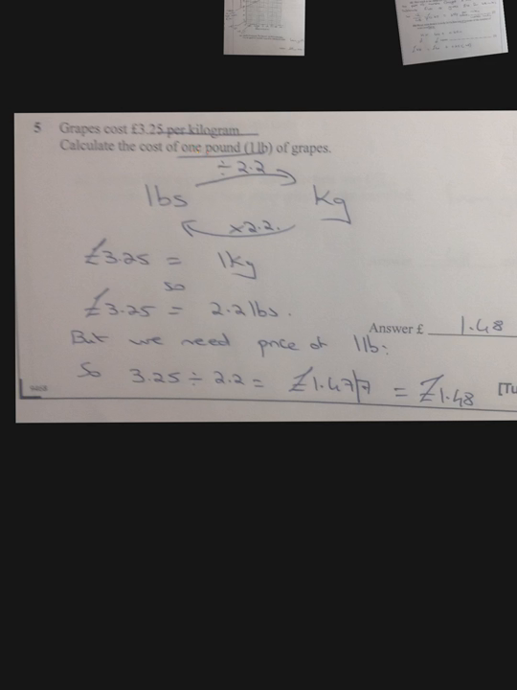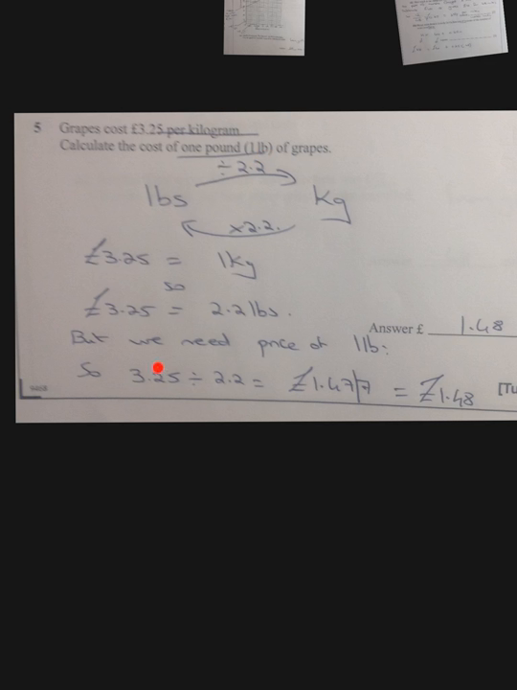Again, this is a conversion, but a wee bit trickier, because they're asking you for £1. So first thing to know, pounds to kilograms divide by 2.2, kilograms to pounds multiplied by 2.2. So it's 3.25 per kilogram, but they only want to know the cost of £1. So 3.25 pounds is 1 kilogram, so 3.25 is the same as 2.2 pounds, because kilograms to pounds is 2.2. So this is the same as this. But we only want the price of £1.